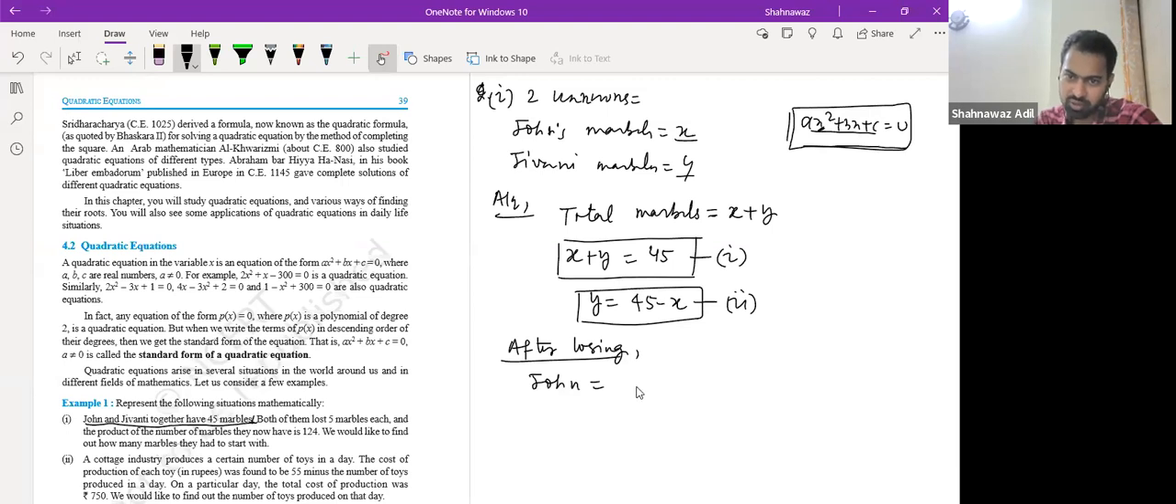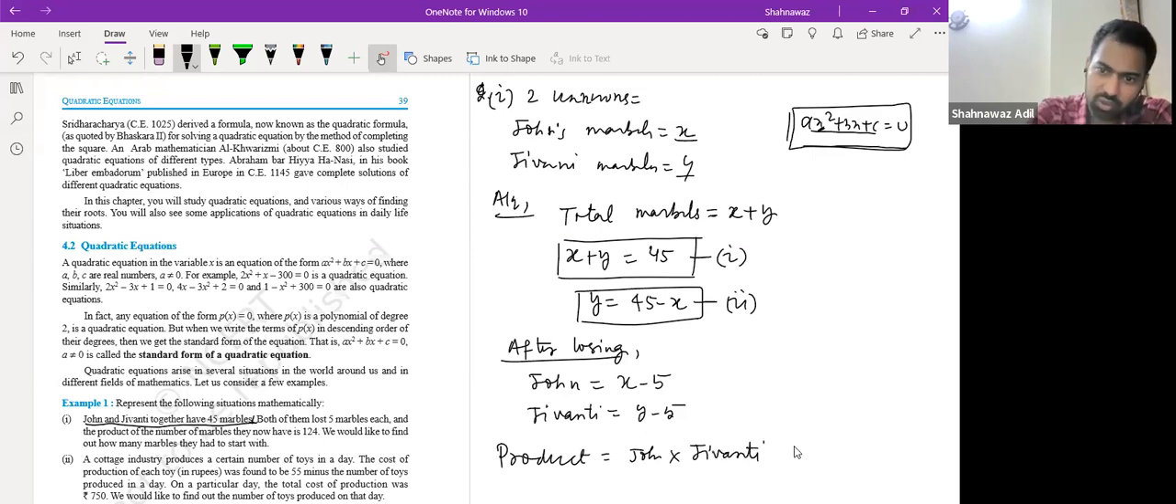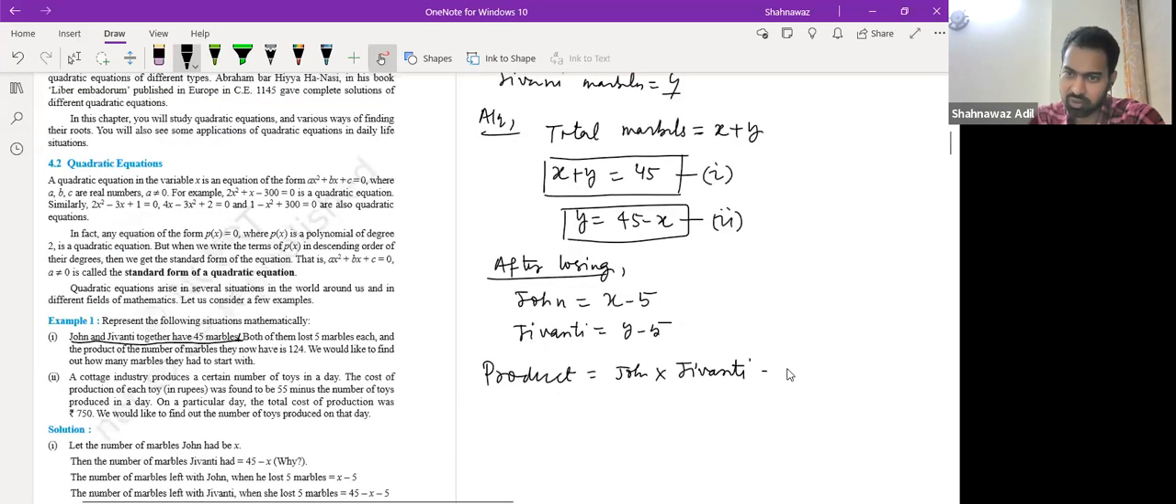X minus 5, and Jivanti has 5 minus 5, Y minus 5. Now what is given in this statement? That the product of the number of marbles now, John into Jivanti, is 124. So this is given that this is 124. And how many does John have? John has X minus 5, and Jivanti has Y minus 5. So this is 124, right?